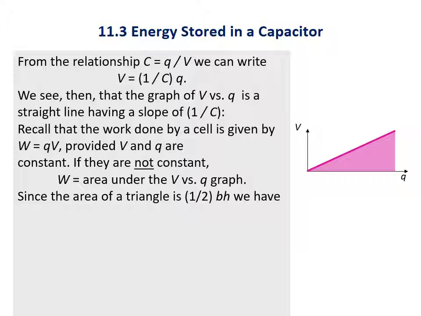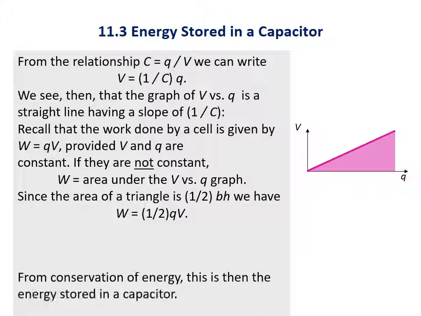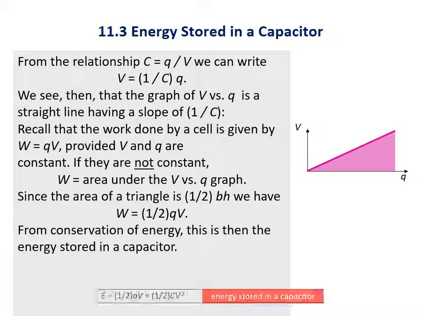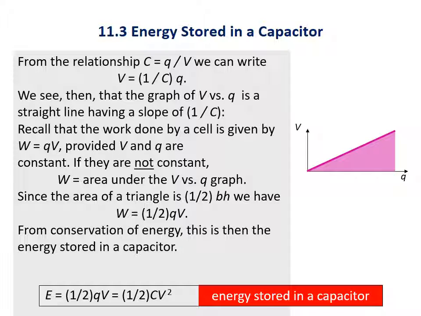Since the area of a triangle is 1/2 base times height, we have work is equal to 1/2 Q times V. From conservation of energy, this is then the energy stored in a capacitor. Energy in a capacitor is 1/2 Q times V, which is the same thing as 1/2 C times V squared.